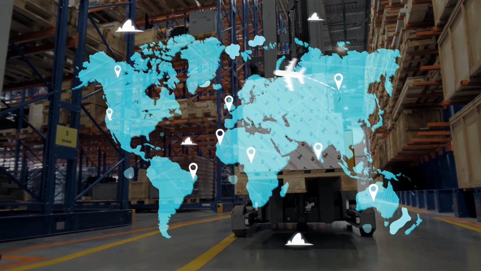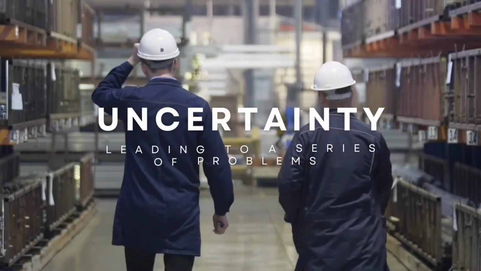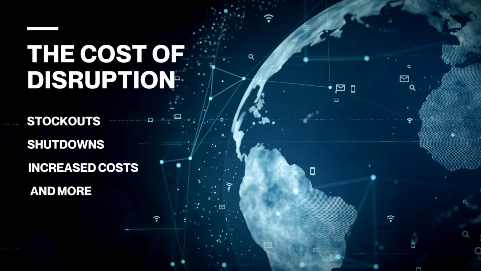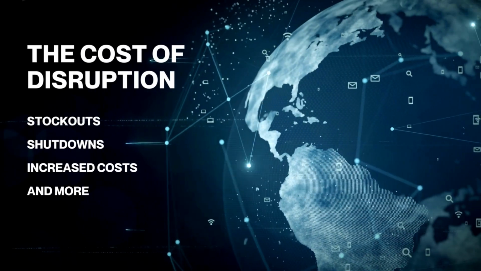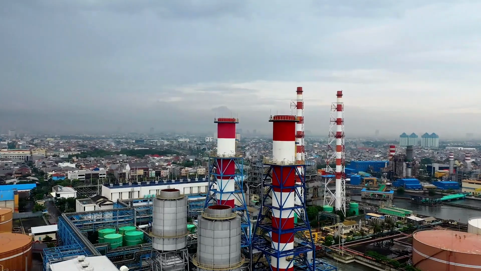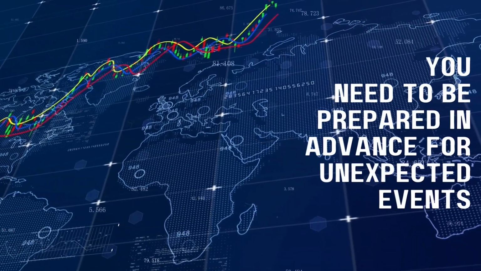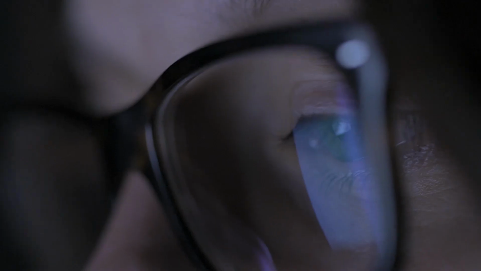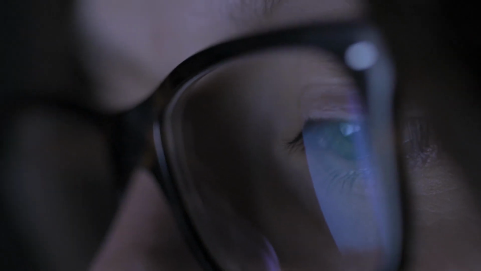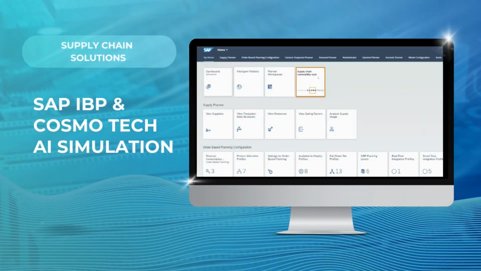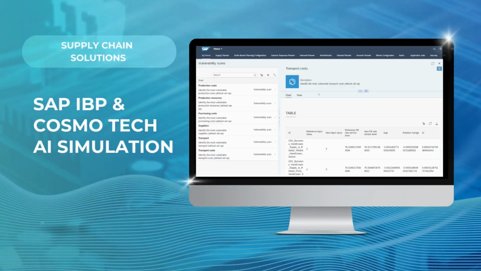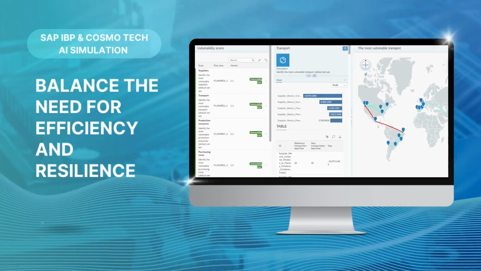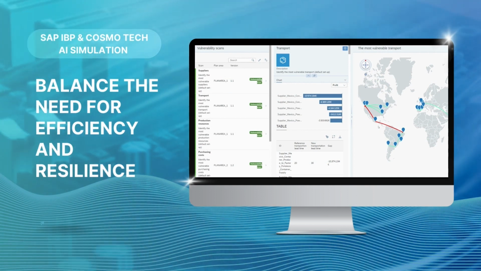For each operation, you know there is a lot of uncertainty that can lead to a series of problems farther down the supply chain. Stockouts, shutdowns, increased costs, and more. That means you need to be prepared in advance for unexpected events that go beyond what you typically experience in a business-as-usual environment. To help customers with this, we've created a seamless integration between SAP Integrated Business Planning and the Cosmo Simulation Twin software to help organizations balance the need for efficiency with the need for a robust supply chain.